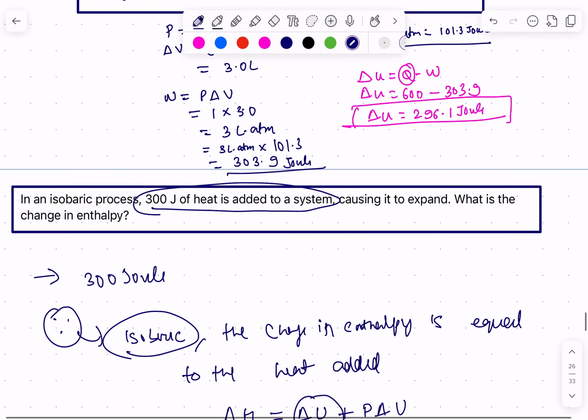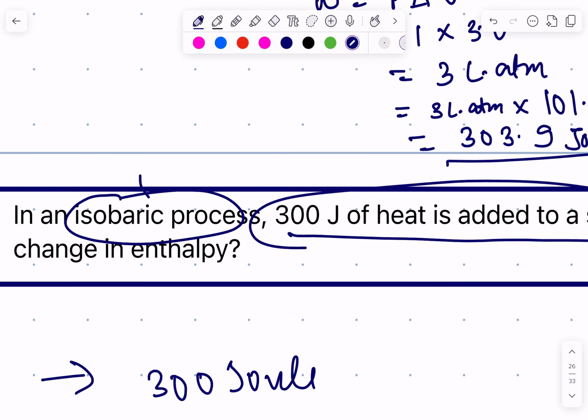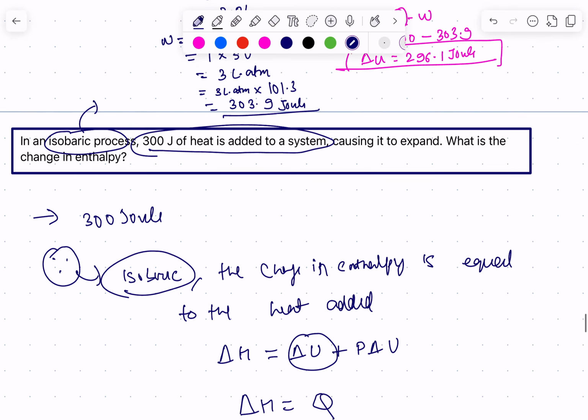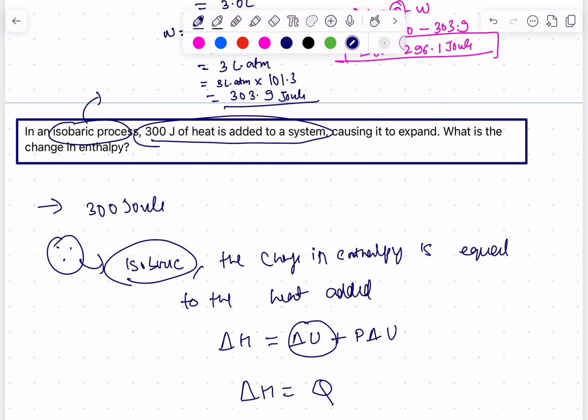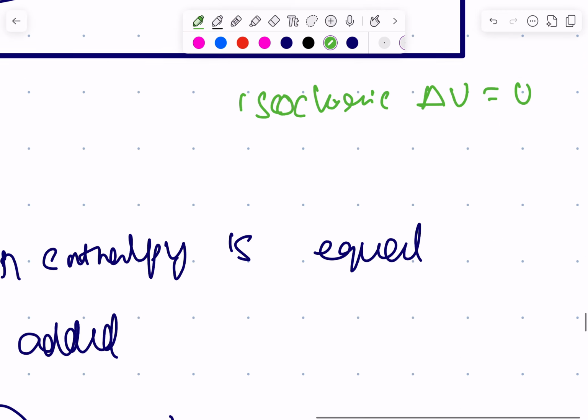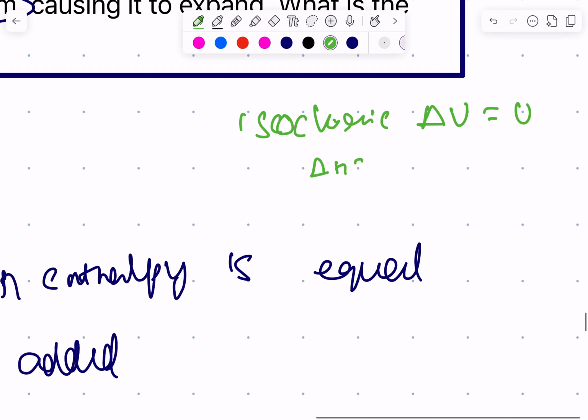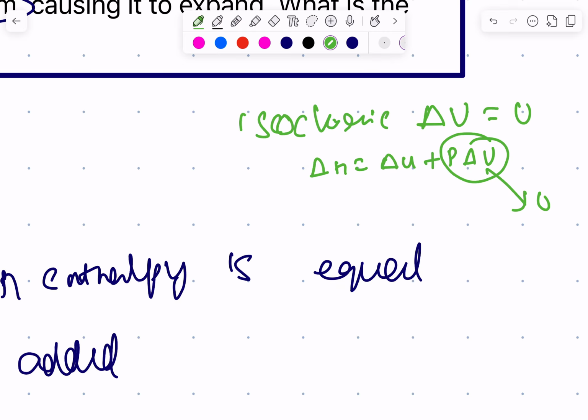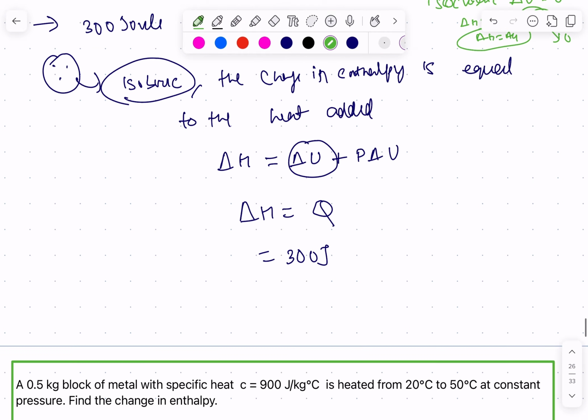And for the isochoric process, which I gave the question to Thomas about. In an isochoric process, you know that the change in volume is zero, which means constant. So if the change in volume is zero, and you know the formula delta H is equal to delta U plus P delta V, this term will become zero as well. So delta H will be equal to delta U. So in both conditions, the answer will be 300 joule.